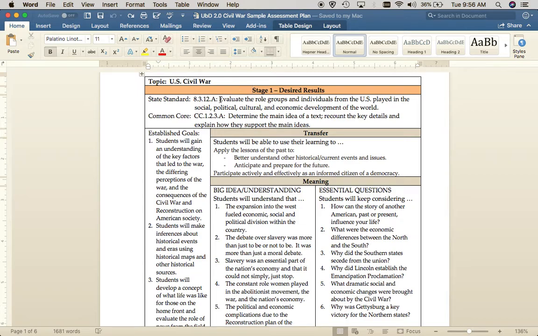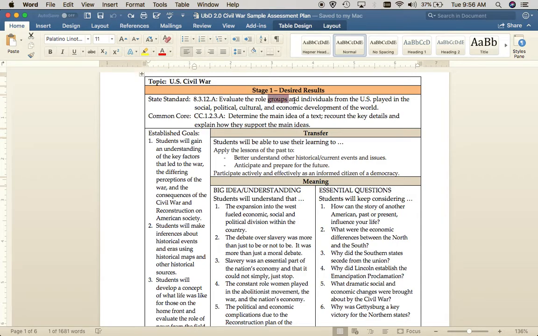So the first standard: evaluate the role groups and not individuals from the United States played in the social, political, cultural, and economic development of the world. We're focusing on big ideas, understandings, and essential questions. So the first thing you want to do is identify your nouns, because that's what you're asking students to understand and ask questions about.